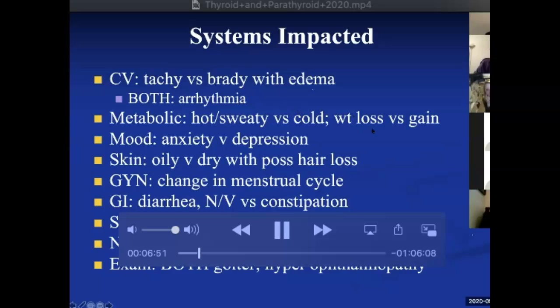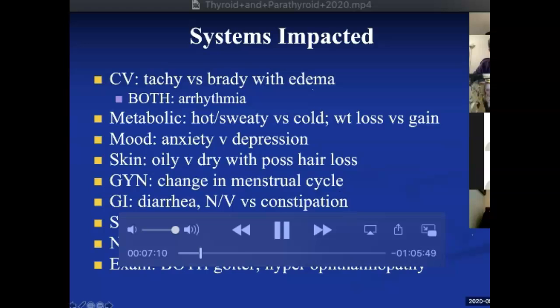You could have people feel cold. They've been gaining weight. They feel depressed. They feel unmotivated. They might be complaining of hair loss. That maybe is one of the more frequent things people come in for, though it's maybe rarely related to hypothyroidism. We talked about the menstrual cycle.